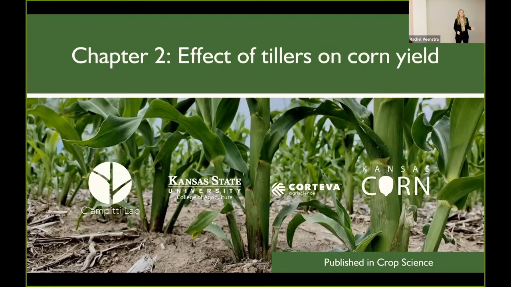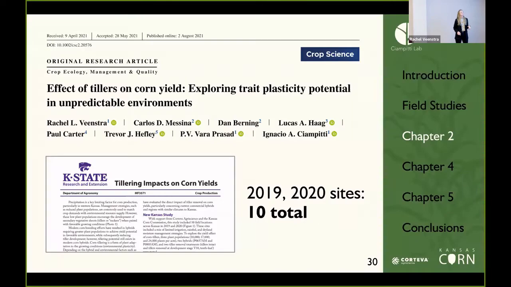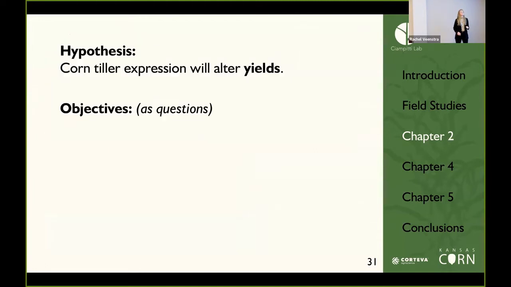So the second chapter of my dissertation, we're going to talk about the effect of tillers on corn yield. This is published in Crop Science. We also put out an extension bulletin on this, but essentially this was our 2019 and 2020 sites. So this is 10 site years total that are included in this first chapter.